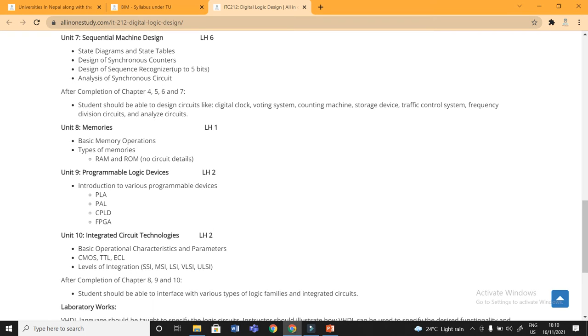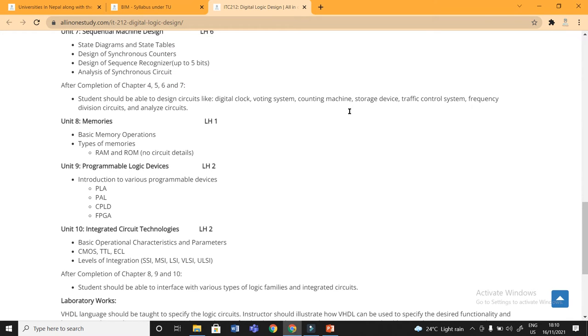As you can see, the lecture hour is just 1 hour. So we will be going through memories very briefly. What are the various types of memories and the basic operations, that is, read and write operation in the memory.